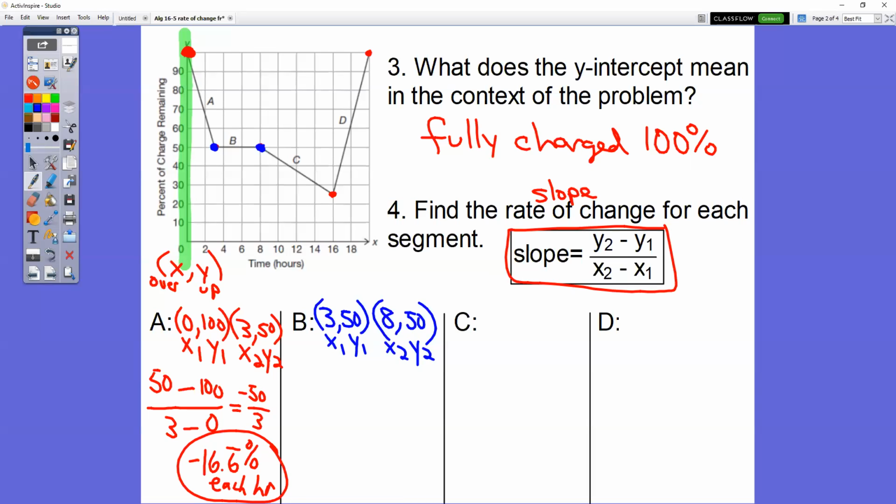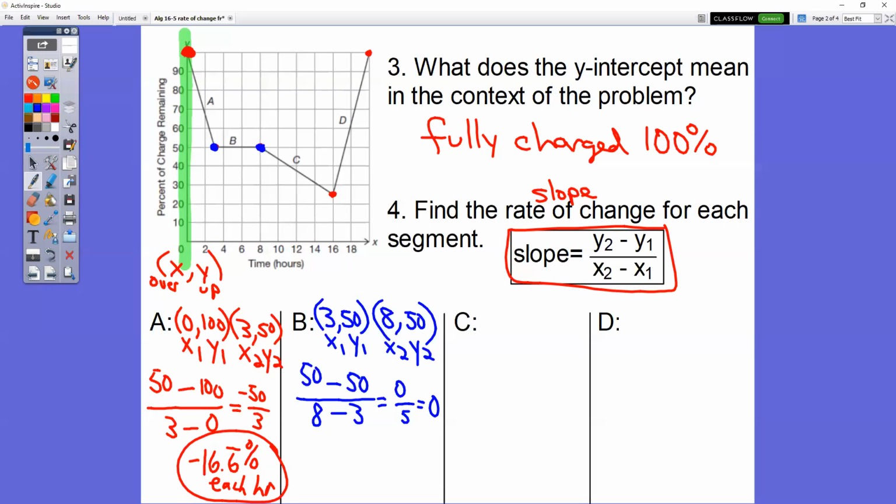Those get 2s. The formula says Y2 minus Y1, so 50 minus 50, over X2 minus X1, 8 minus 3. 50 minus 50 is 0. 8 minus 3 is 5. Top divided by bottom. 0 divided by 5 is 0.